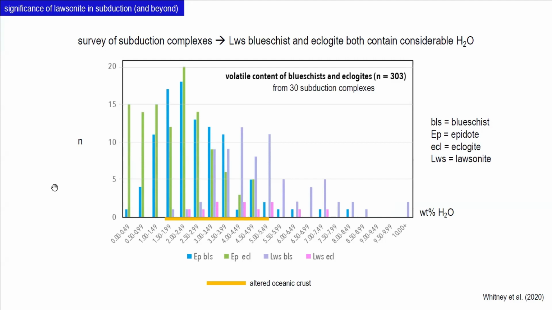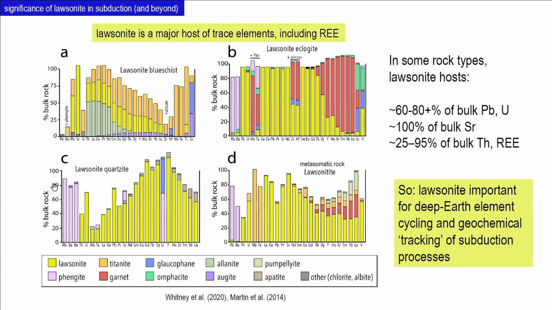And so we started to develop questions about lawsonite in terms of, well, what is the fluid that's in the lawsonite? Where does it come from? And does lawsonite record the sources of that fluid? So water is a big part of the story with lawsonite.